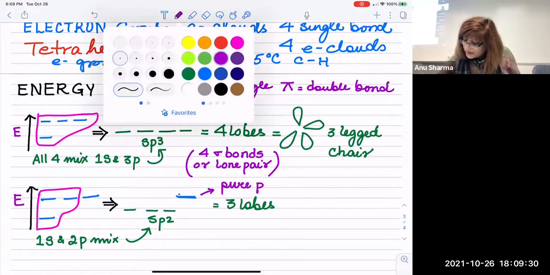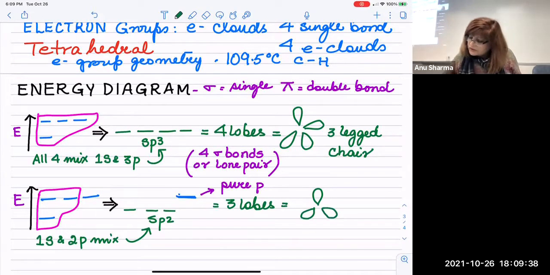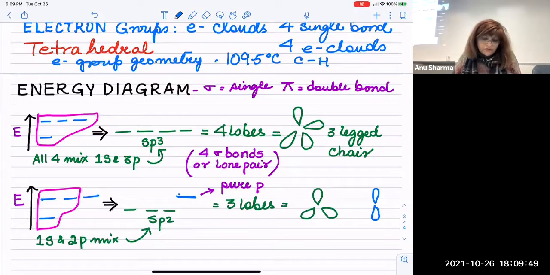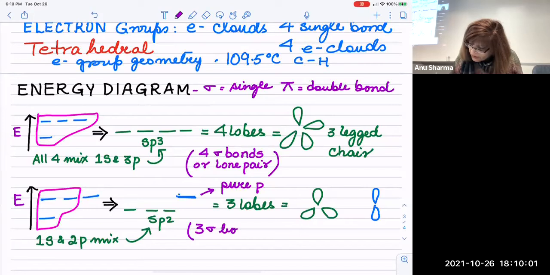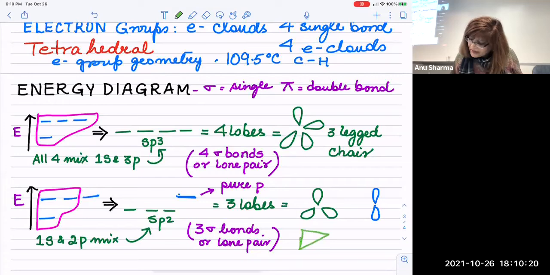So how does this look now? Three lobes are going to look like 1, 2, and 3. Then there is one pure P, which has the shape of the P orbital, just standing on the side. So what does the shape look like? Again, this can have three single bonds, or one of them could be a lone pair. The shape looks like a triangle. Here are the three sides, a triangle, and that's the bond.